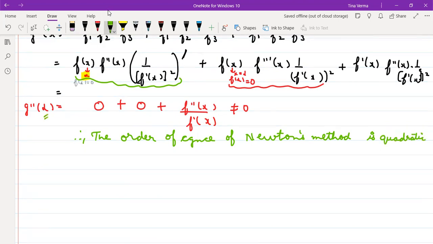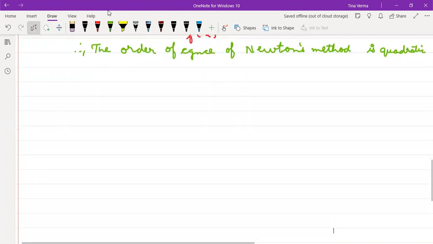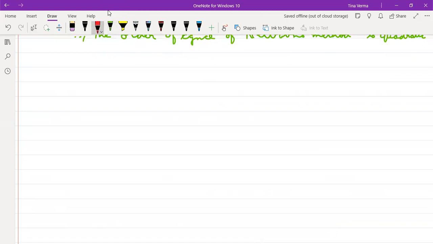Because your second derivative comes out to be non-zero, and if it comes in your exam, you have to prove that part also. When I considered g dash alpha and took that first derivative coming out to be 0, that remark which I have already explained, you have to prove, right? So next, the order of convergence.